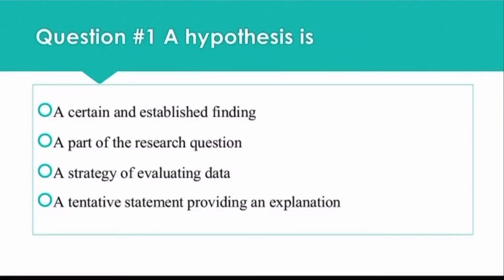Now we'll revise some previous year questions from these topics. First question, a hypothesis is option A, a certain and established finding. Option B, a part of the research question. Option C, a strategy of evaluating data. And option D, a tentative statement providing an explanation. Option D is the right answer for this question.